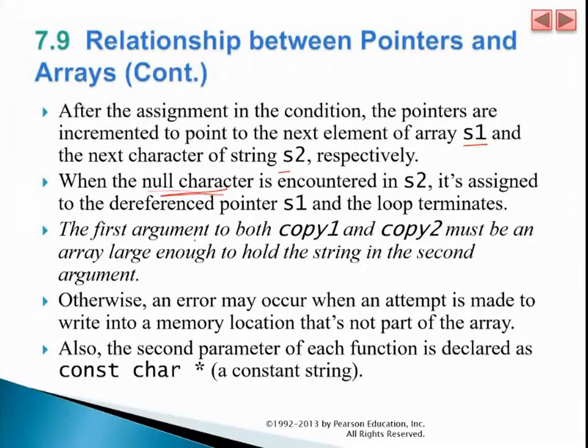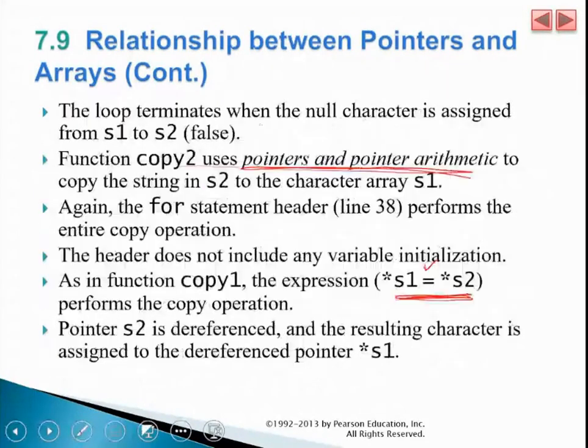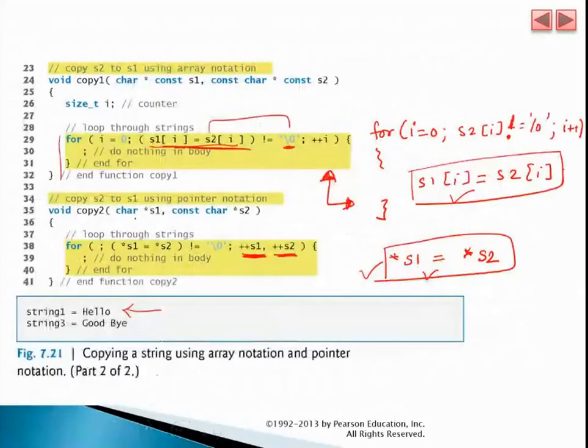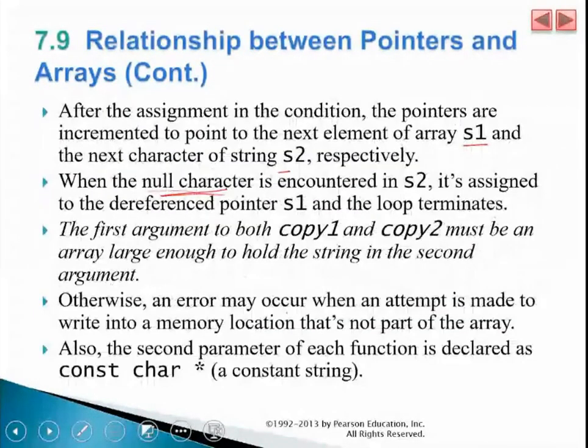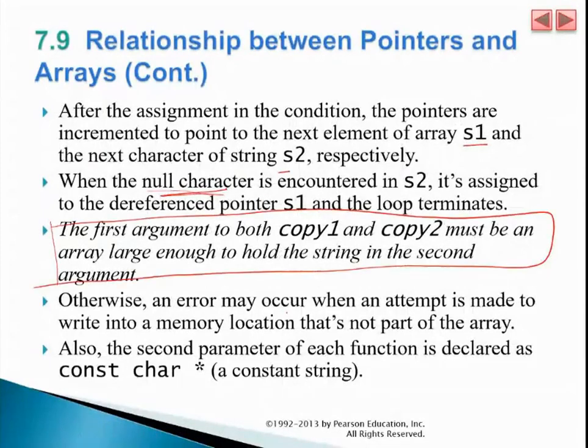The first argument to copy1 and copy2 must be an array large enough to hold the string in the second argument. This you should keep in mind. You are copying this array into this array, so it should be large enough that it can hold all the elements of the given array. Otherwise, you will get an out of bound error.